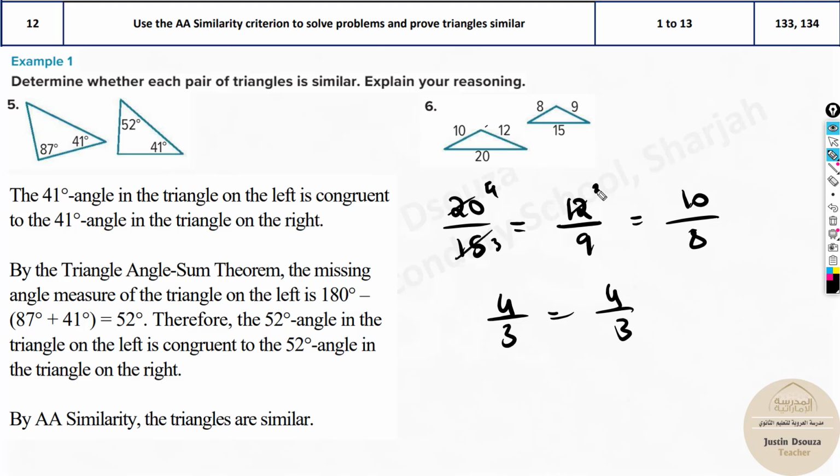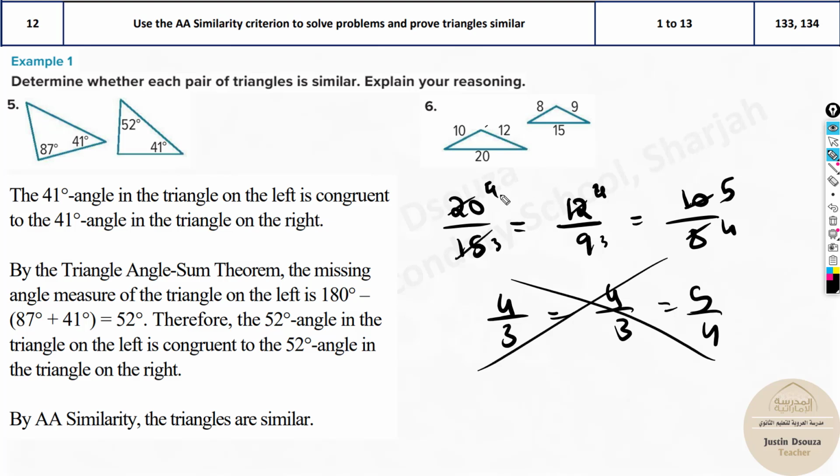Table 4 goes 3 fours are 12 and 3 threes are 9. Oh, here it is 5 and 4. It's not the same. See, I thought it would be the same. No, this is not similar.